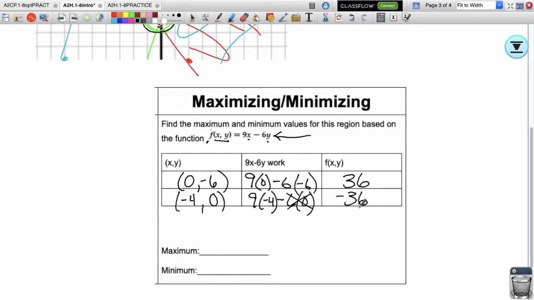Well, the minimum and maximum, we only have two numbers. One of those is the minimum, negative 36, and one of them is the maximum, which is 36. Now, if these two were the same, then you wouldn't have a maximum or minimum. If you had several points and the two highest were the same, you can't have two maximums if that's what you end up finding when you plug things in. So this is the start of our conversation on optimization.